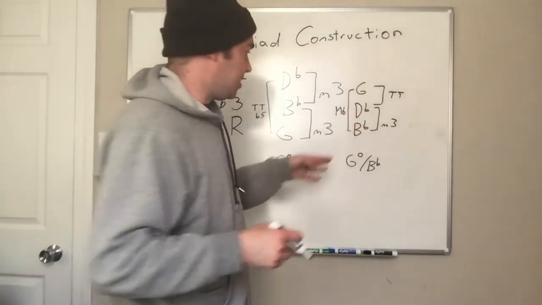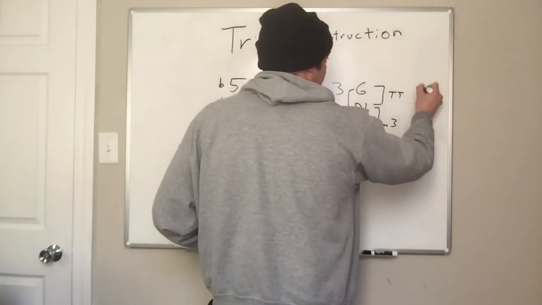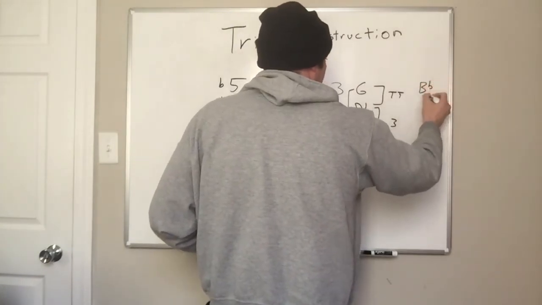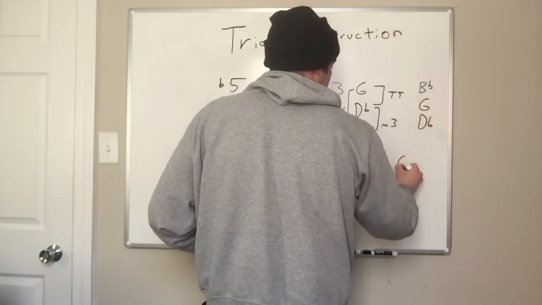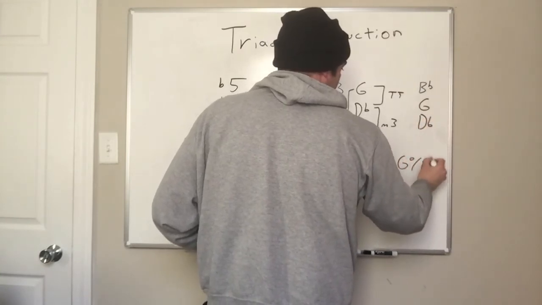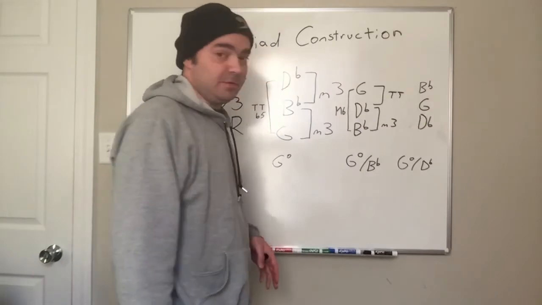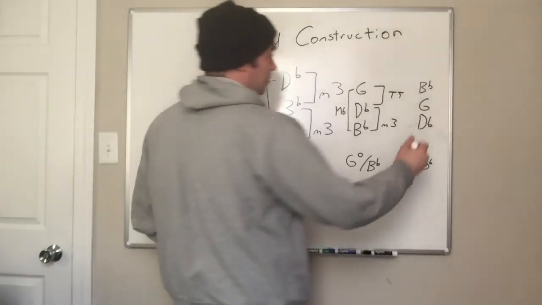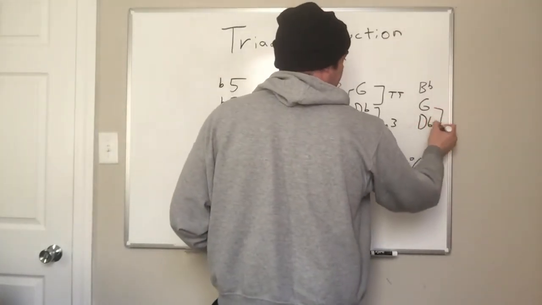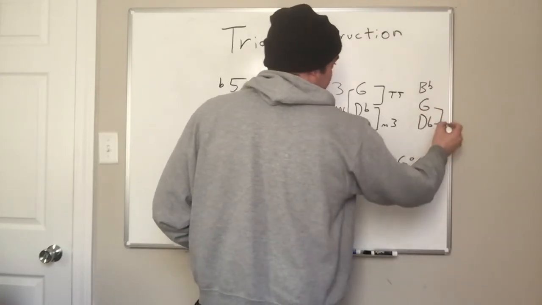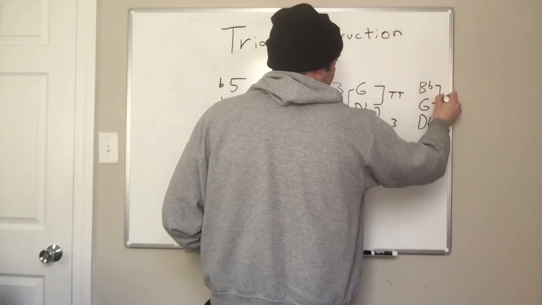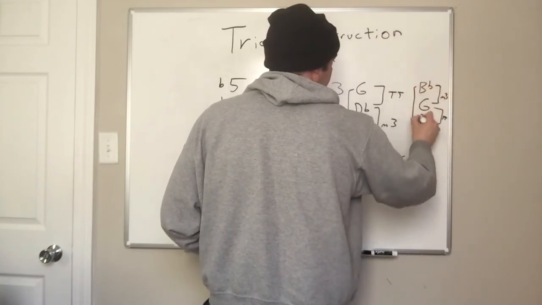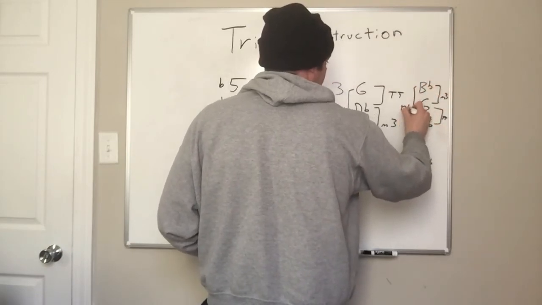And now for the last diminished chord, we bring B flat to the top: D flat, G, B flat. Spoiler alert, that's G diminished over D flat. Now let's go over the intervals. There's your tritone right there. There's your minor third, and the outside interval is a major 6th.